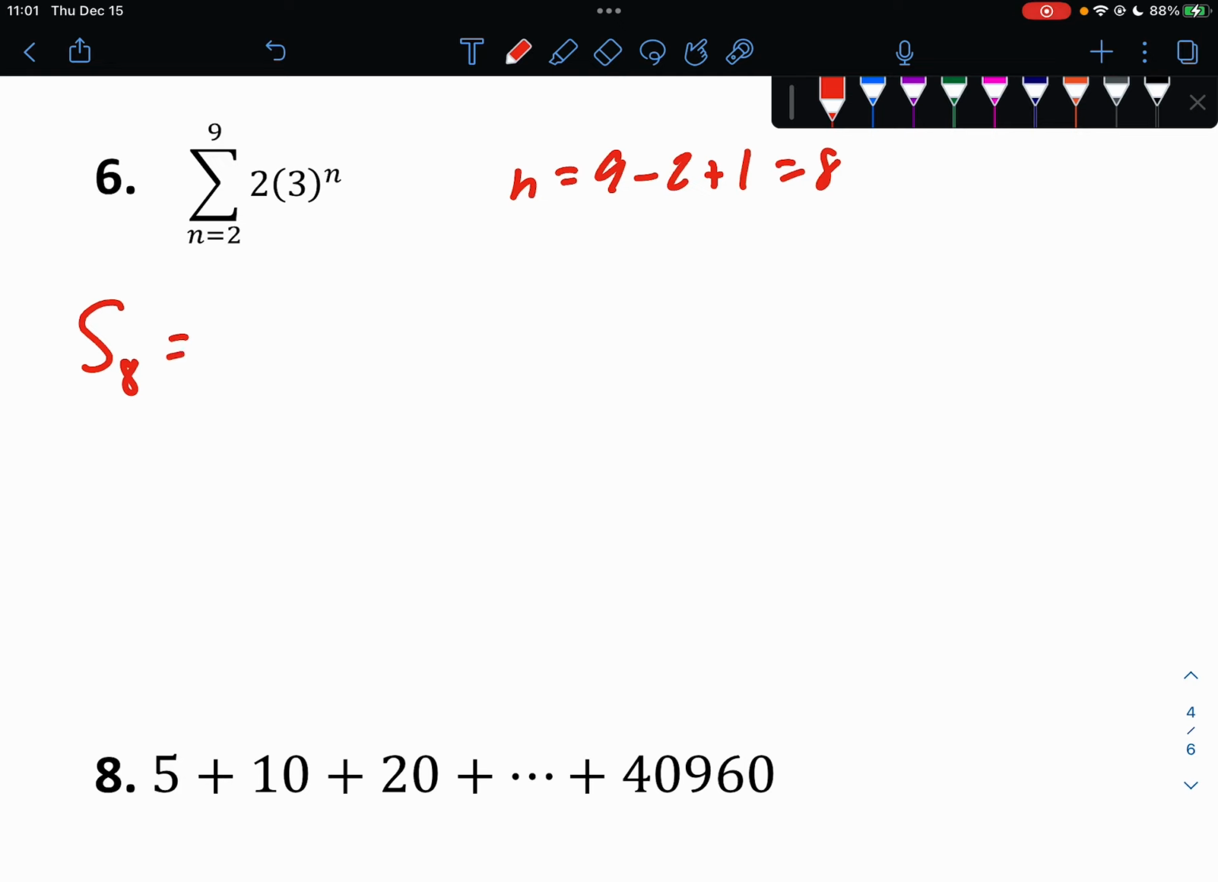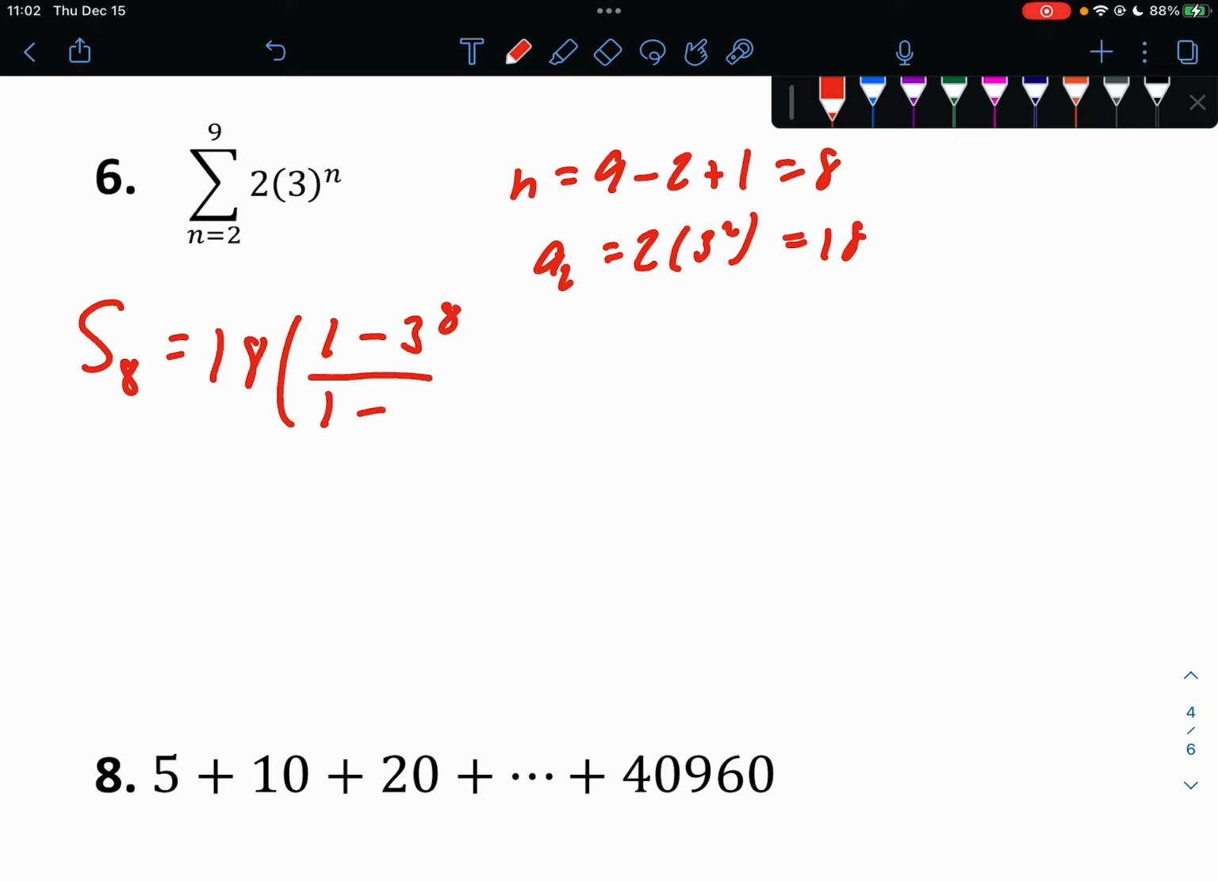The first term, if we put 2 in, we would get 2 times 3 squared, which is 2 times 9, or 18. So our first term is 18 times 1 minus r to the n over 1 minus r. All right, let's see what we got here. 1 minus 3 to the 8th divided by negative 2 times 18, 59,040.